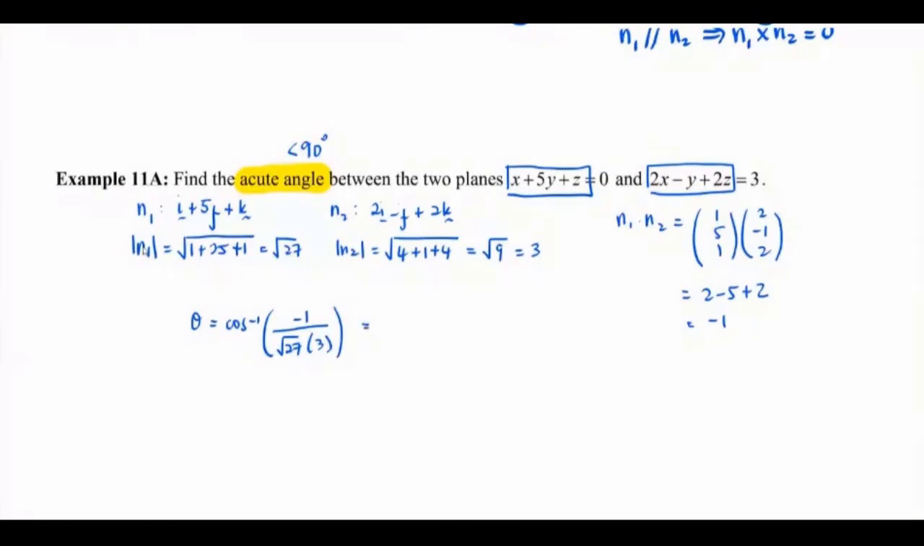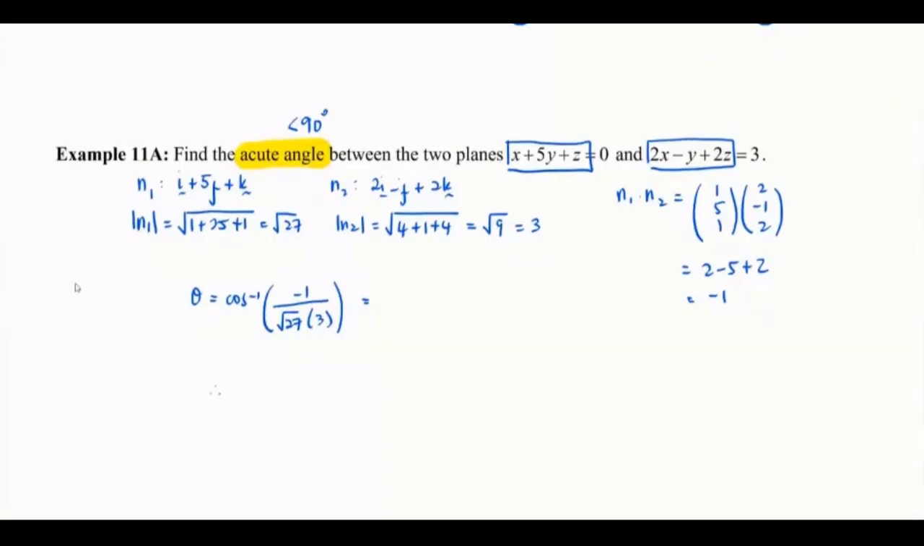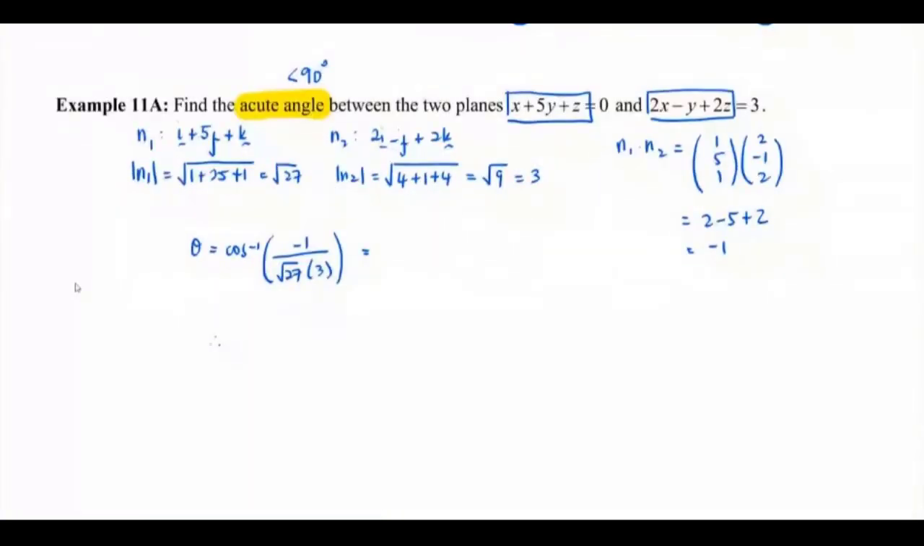So directly, what do we get? The answer we will get, what is its value in degrees? 93.68 degrees. Okay, so is it an acute angle? No. Okay.